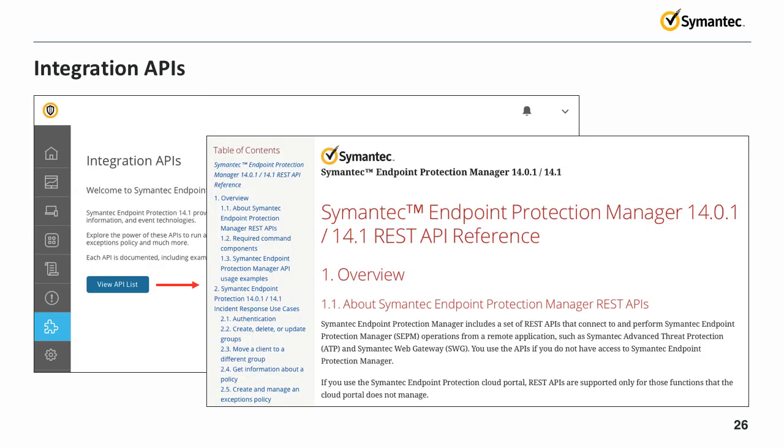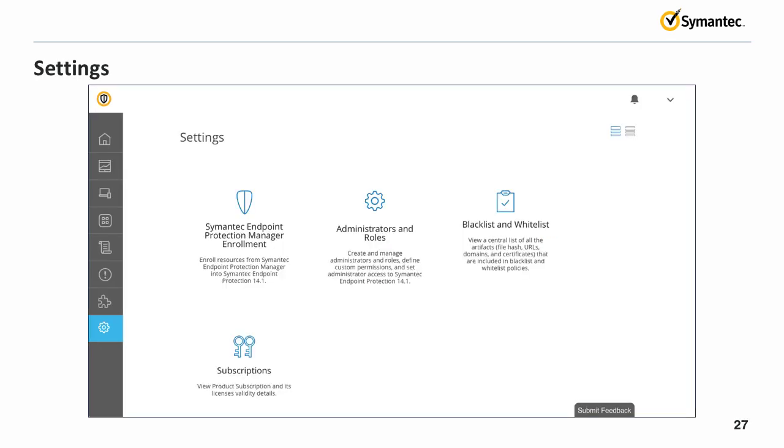Symantec Endpoint Protection 14.1 provides REST APIs that developers can use to integrate Symantec Endpoint Protection 14.1 with other security, reporting, information, and event technologies. Each API is documented, including examples of how to use it, sample responses in JSON and response codes. You can access the 14.1 REST API reference guide by clicking on the View API List button in the console.